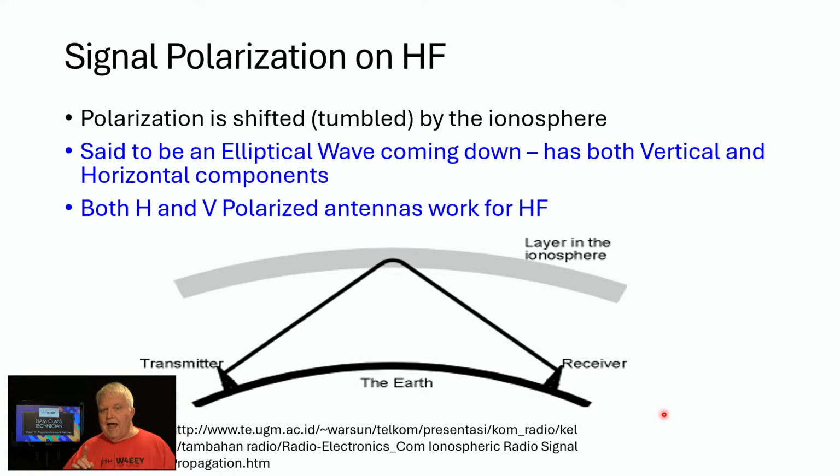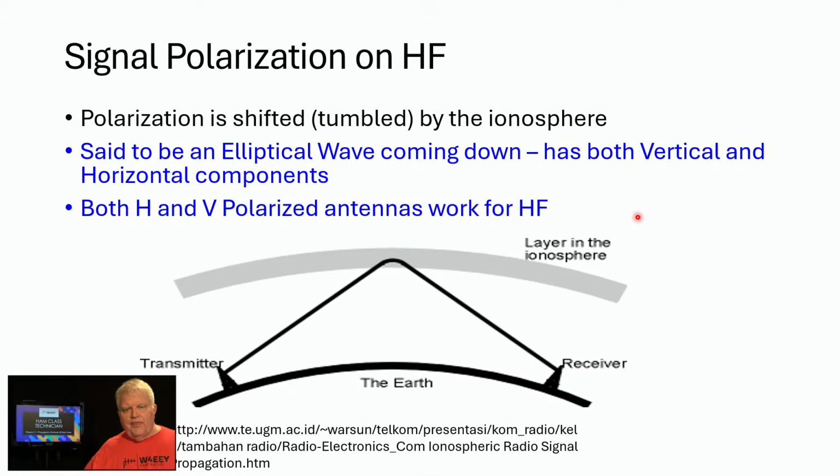Now, I will say I have had personal experience with signals coming from South America where I could only hear them on a vertically oriented antenna, and I couldn't hear them on my horizontal antennas. So that was an extreme example. Normally, though, the elliptical wave is created and it's tumbled, and so either type of antenna for HF, for high frequencies, will work just fine.